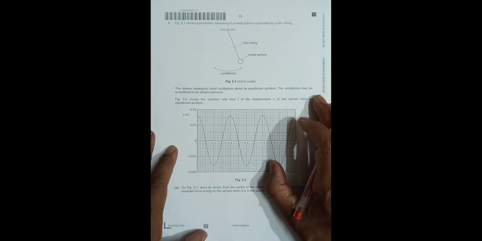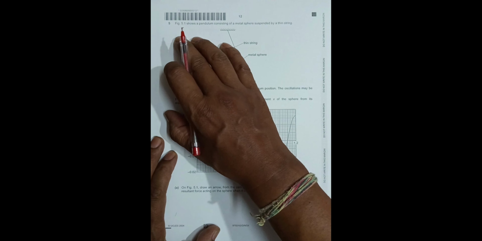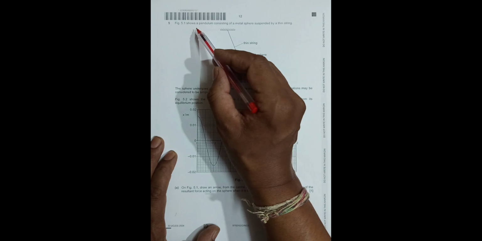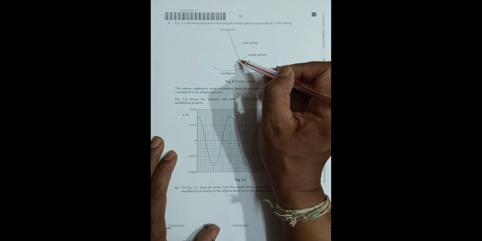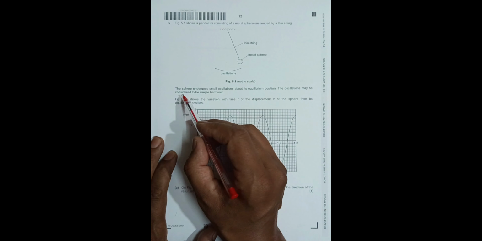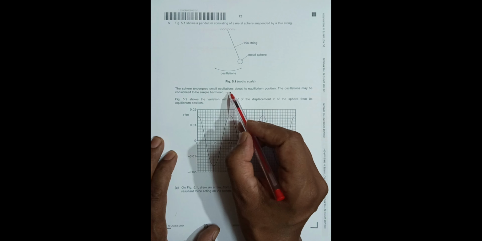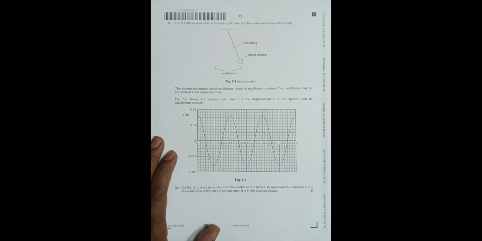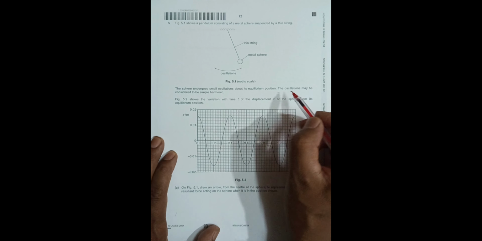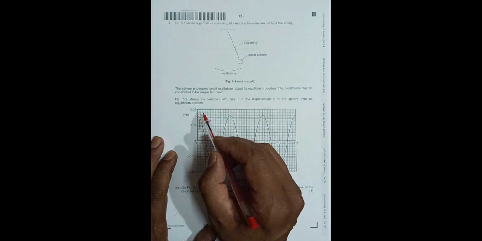Hello folks, this is 2024 October-November paper 4-2 and the question number is 5. This question is concerned with the chapter oscillations, or simple harmonic motion. It says figure 5.1 shows a pendulum consisting of a metal sphere suspended by a thin string. The sphere undergoes small oscillations about its equilibrium position, which means it is likely to have simple harmonic motion. The oscillations may be considered simple harmonic.